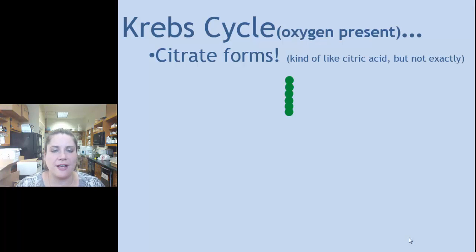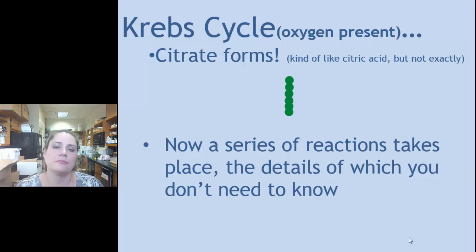Citrate is kind of like citric acid, like this is called the citric acid cycle. So it's kind of like citric acid, but it's not exactly the same as citric acid. So citrate is going to form. Yay! So we had a 4-carbon molecule and a 2-carbon molecule, and they came together to make a 6-carbon molecule. Woohoo!